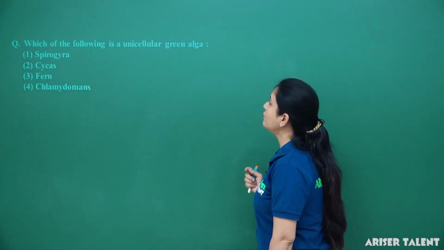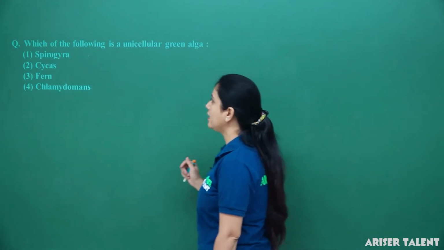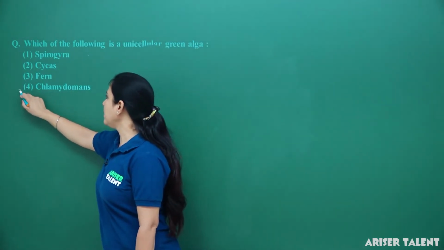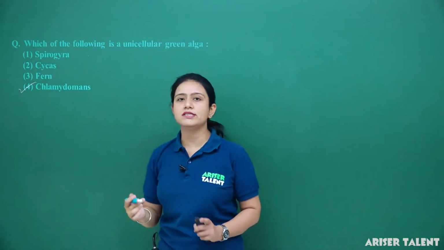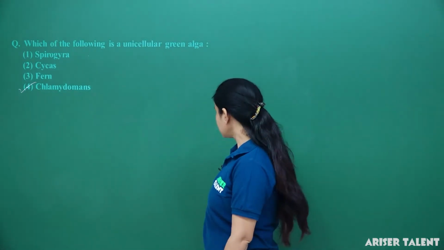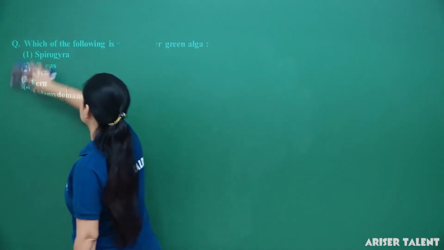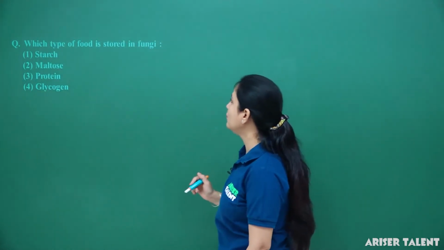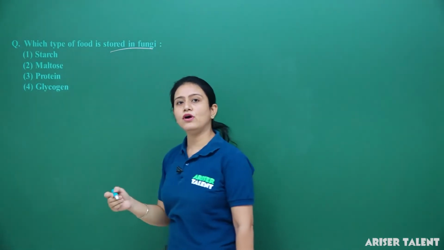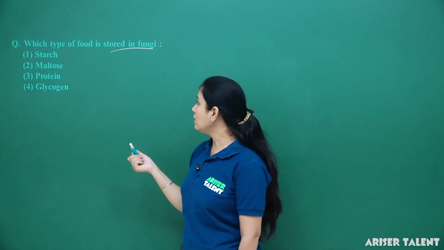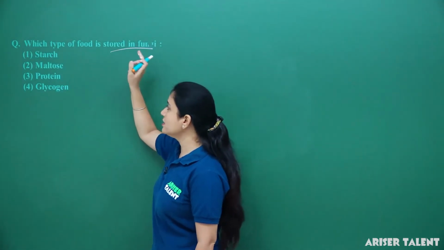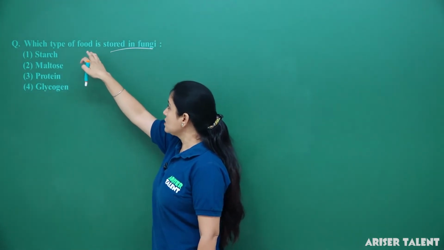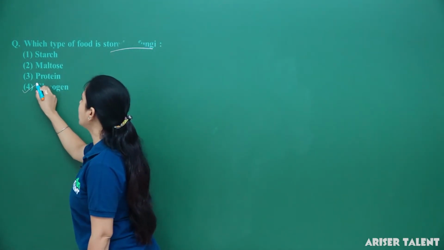Next is, which of the following is a unicellular green alga? Spirogyra, no. Cycas, no. Fern, no. That is Chlamydomonas. Chlamydomonas is what? Unicellular green algae. Next is, which type of food is stored in fungi? As we all know, fungi are non-green organisms. Thus they cannot perform the process of photosynthesis, and the stored food material in them will be glycogen. Clear?